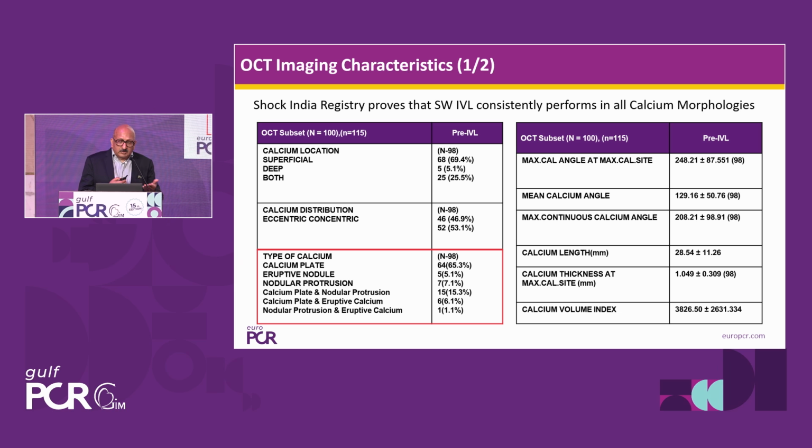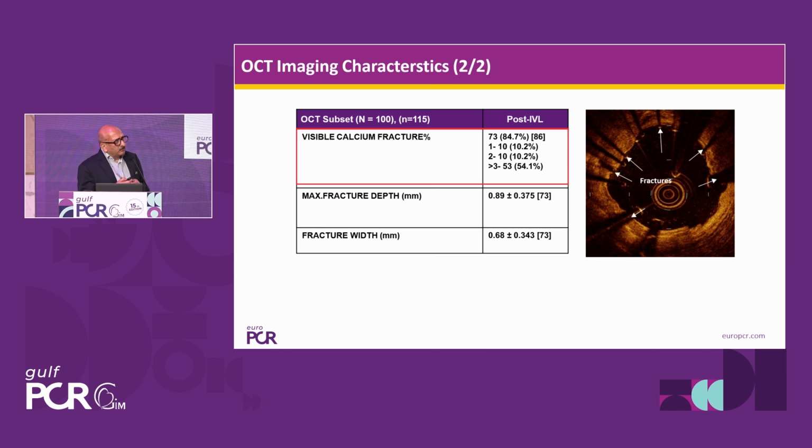And also if you see the OCT subset, we did calculate the maximum calcium angle, and of course the maximum continuous calcium angle. Everything was calculated, and we saw that in most of the instances it was reasonably effective when we saw the calcium fracture. And as you can see here, this was in the range of about 85%, which is quite effective. And this is just on simple routine OCT. I'm not talking of micro CT here.